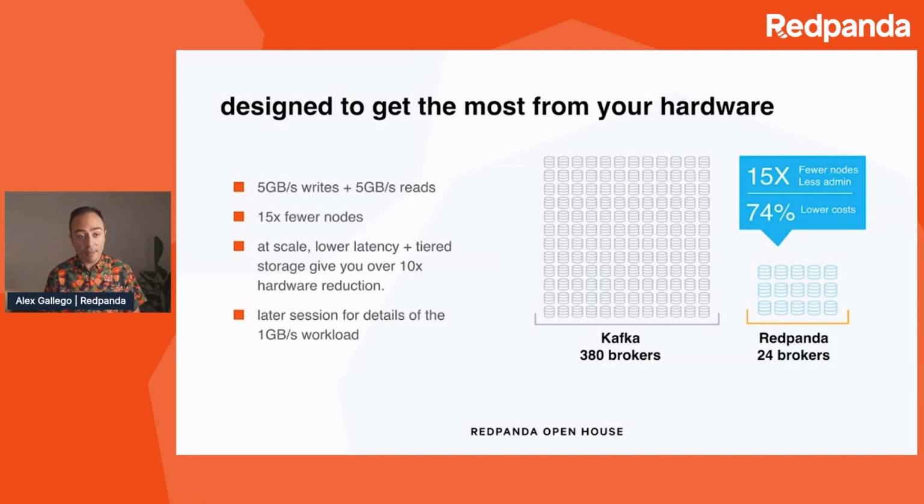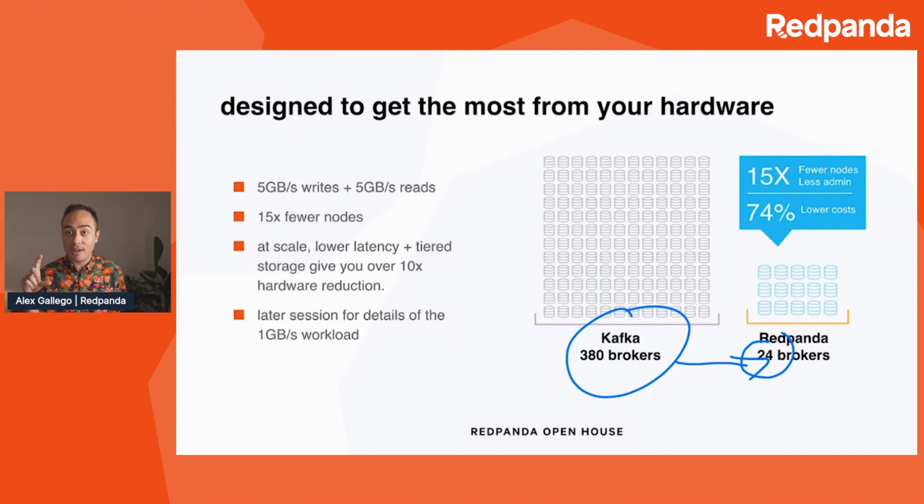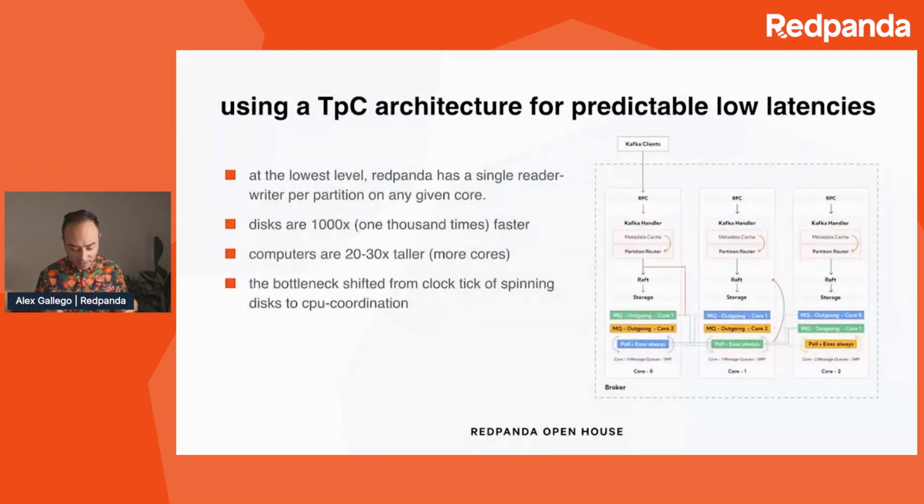And today, StoneX is going to share how we deliver basically 5 to 6x less hardware than they needed with the alternatives. And so the larger the workload, the larger the gap between the alternatives and Redpanda. And this is one of the most stark differences that we've seen, from 380 brokers all the way down to 24. And so at scale, low latency and tiered storage give you the capability to reduce the hardware to the actual working set.